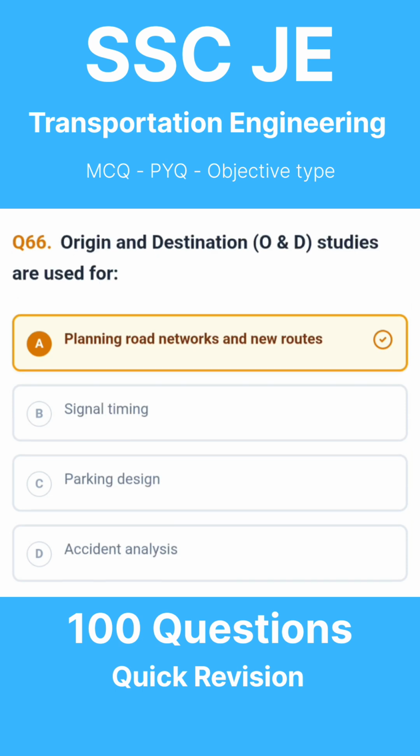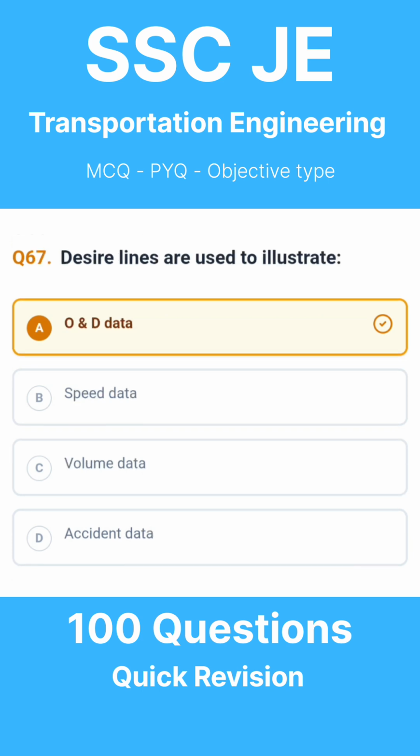Question 66. Origin and destination (O&D) studies are used for. The correct answer is planning road networks and new routes. Question 67. Desire lines are used to illustrate. The correct answer is O&D data.